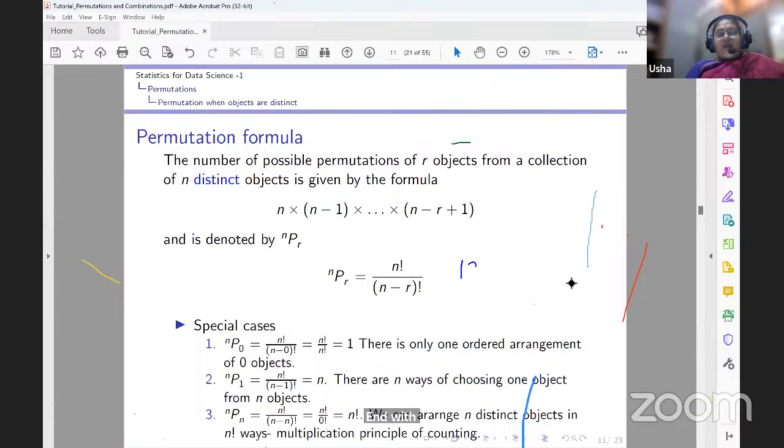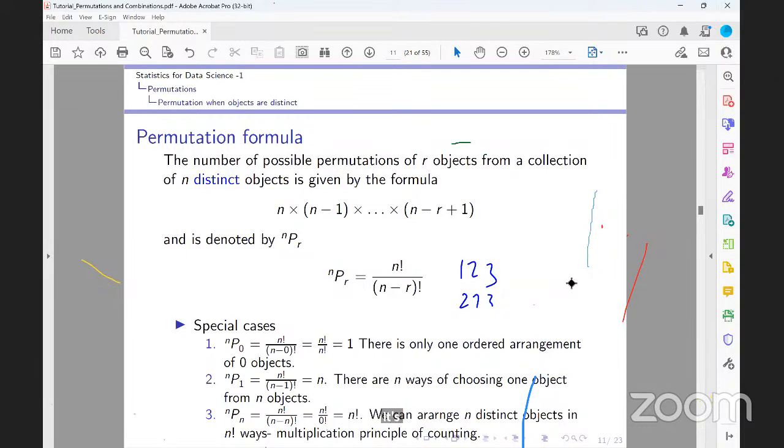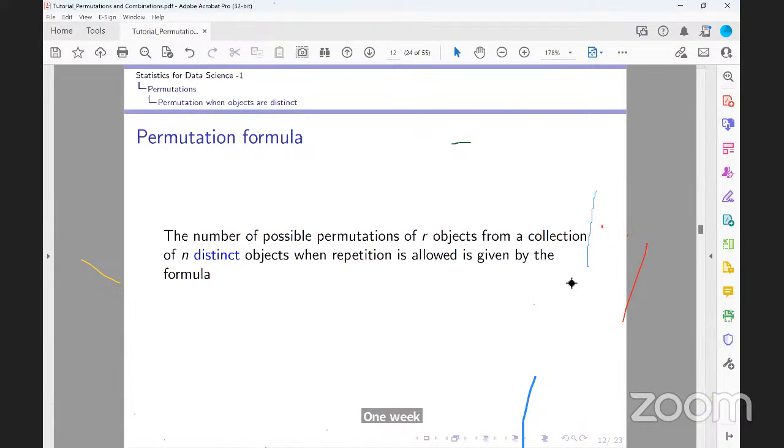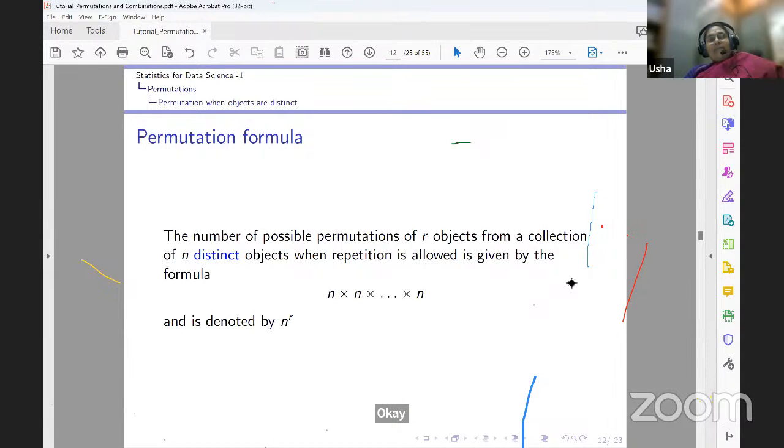I'm choosing all the N objects, so I can either choose 1, 2, 3, or I can choose 2, 1, 3 and all of that, right? How many ways can I arrange it? Sorry, not choosing, arranging. N factorial. So this is what we are calling the NPR.